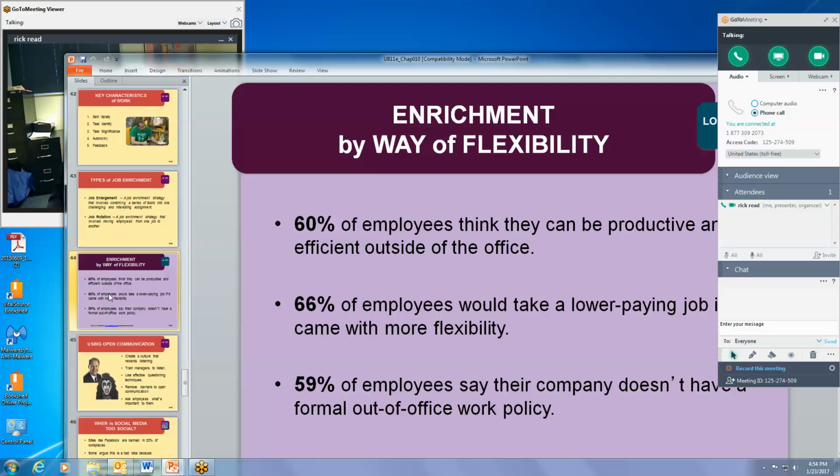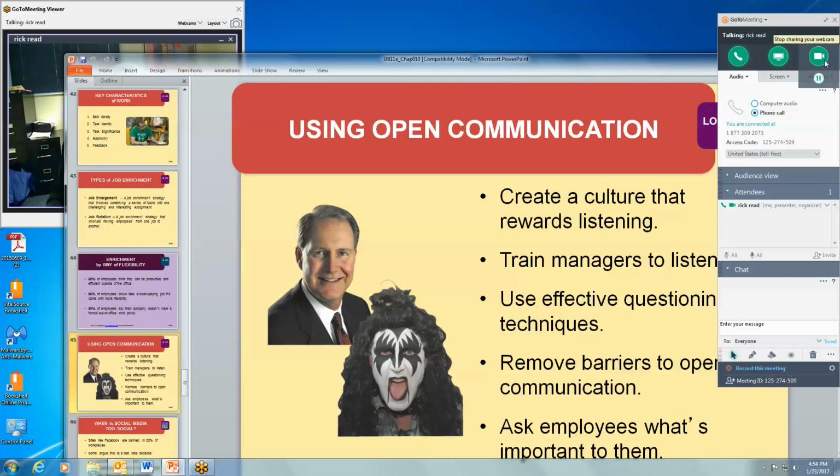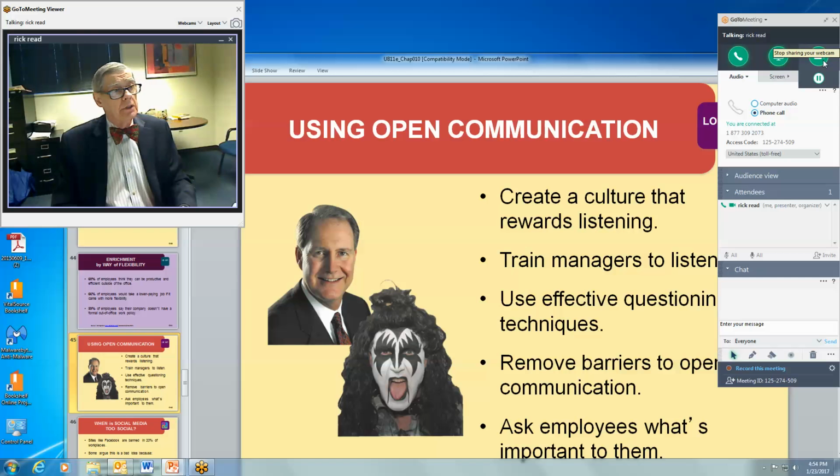We can get job enrichment by flexibility. Now, here's another way to get this, and you'll get this in your video with a container score about using communication to motivate. I want you to notice the second bullet, training managers and supervisors to listen. Listening is very important. If it weren't as important as it is, we wouldn't have 2 ears. We would have 1 ear like we have 1 mouth.